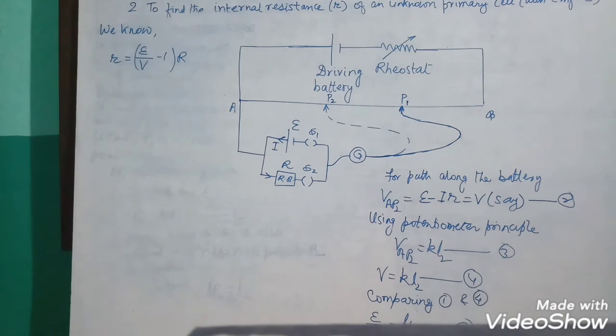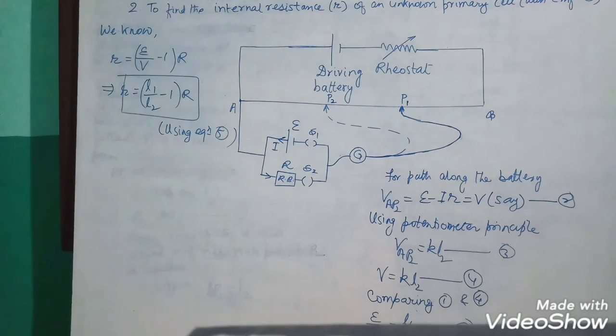Remember that in order to get the value of internal resistance r using this method, we have to use a known resistance R. So this resistance is a standard resistance that has been selected from the resistance box. So the final result we get is r equal to (L1 by L2 minus 1) multiplied by R. Because the values of lengths L1 and L2 can be easily measured, and because R is a known resistance, this equation can be used to find the value of the unknown internal resistance r.